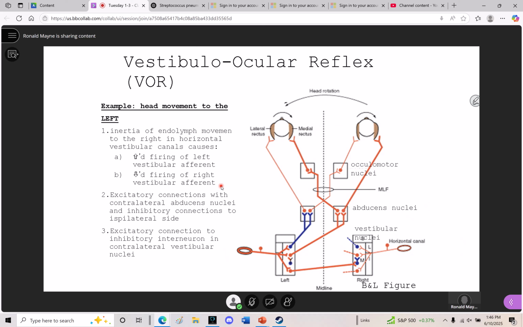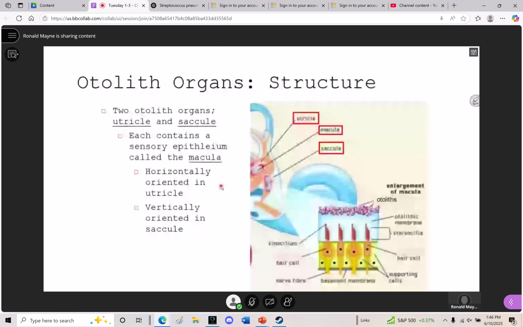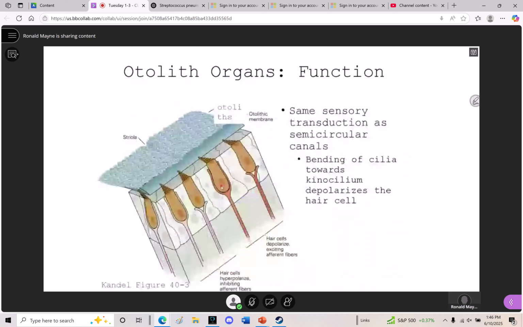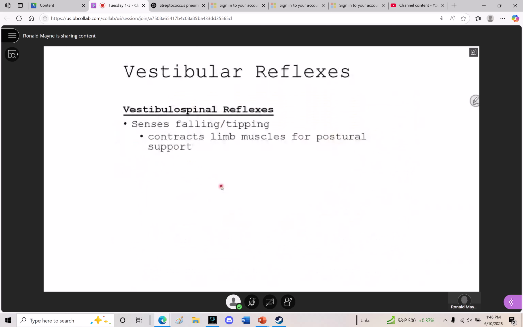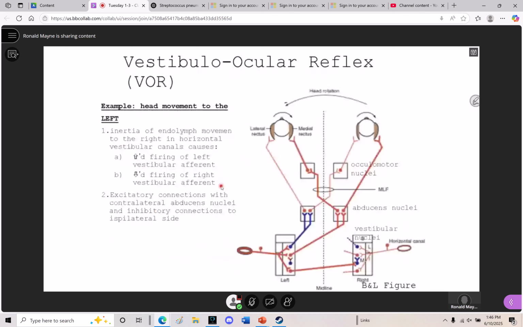Diagram. Oh, I can have it. It's just repeating itself. So get it twice.